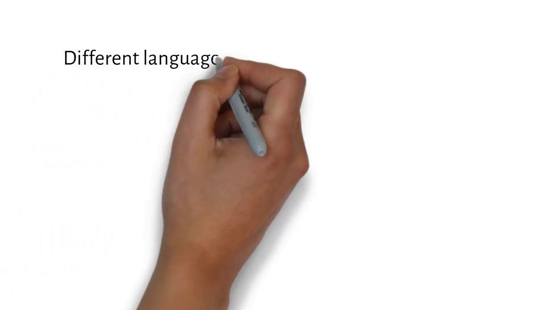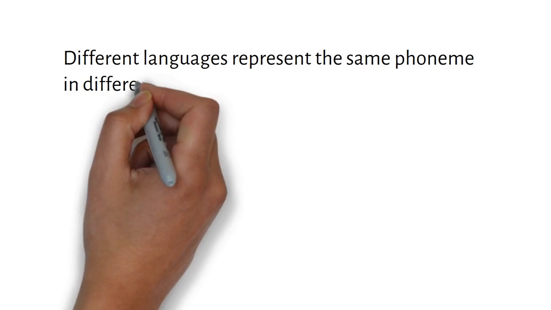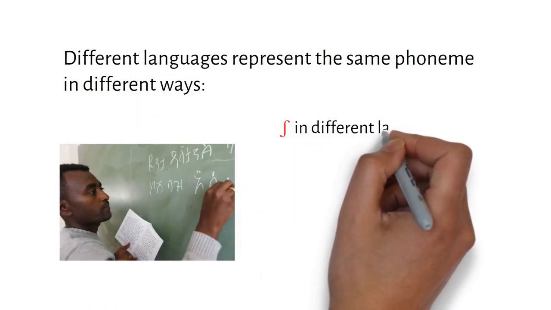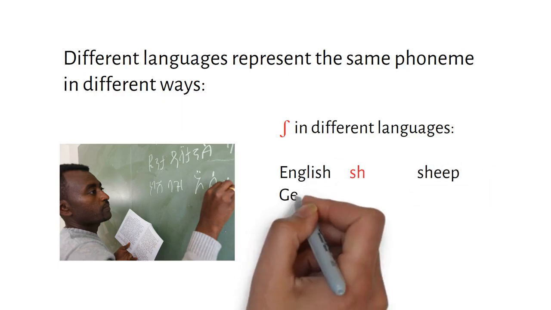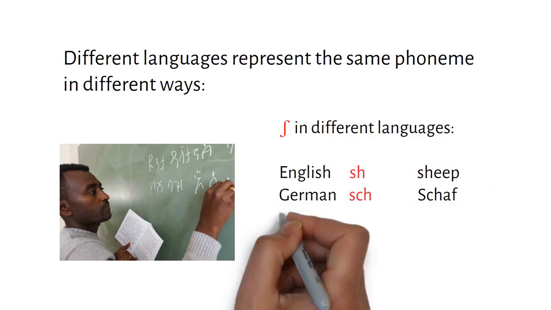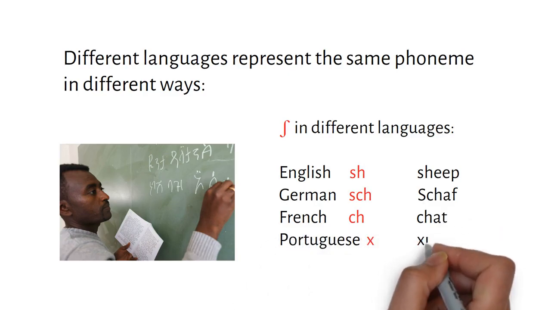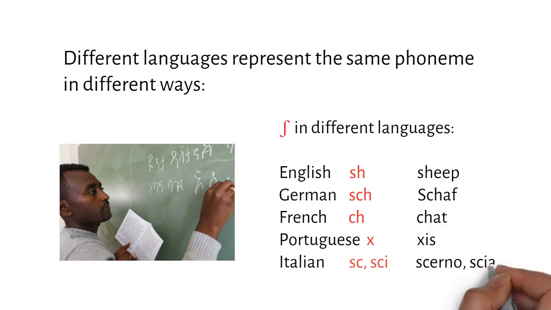It is important to note that different languages around the world can represent the same phoneme in quite different ways. We've seen esh represented as sh in English and sch in German. It is ch in French, x in Portuguese, and either sc or sci in Italian.